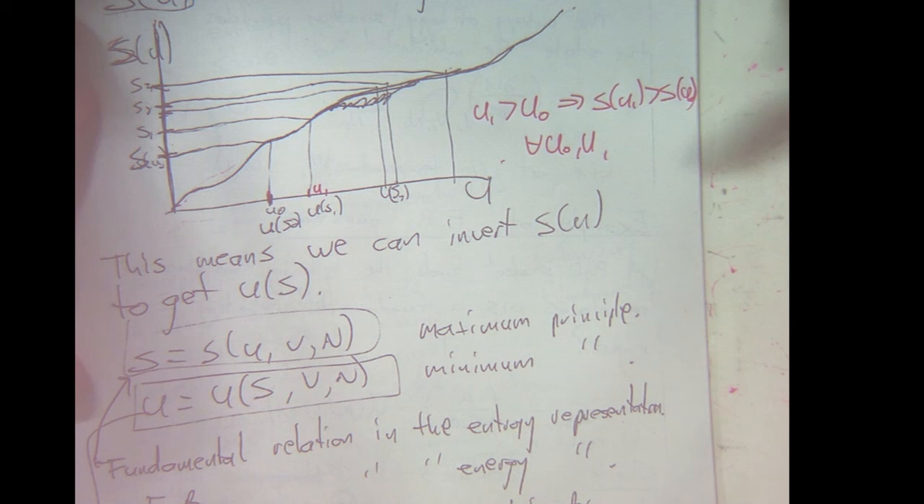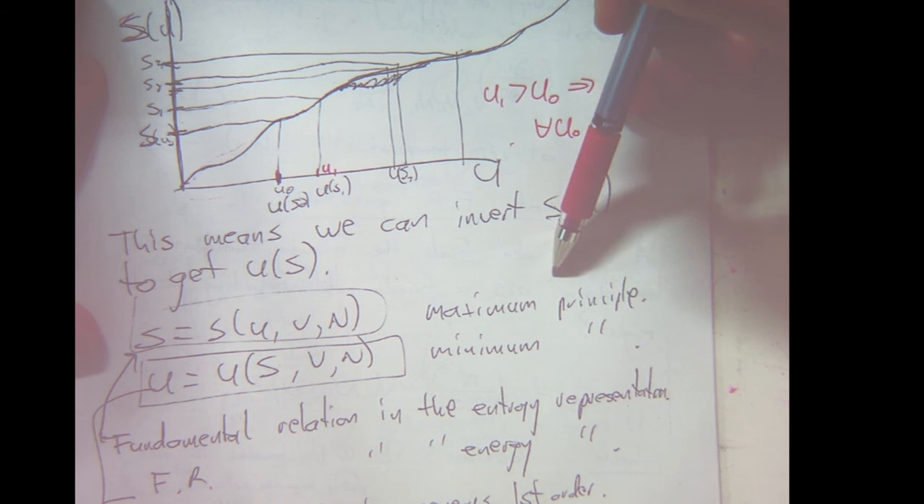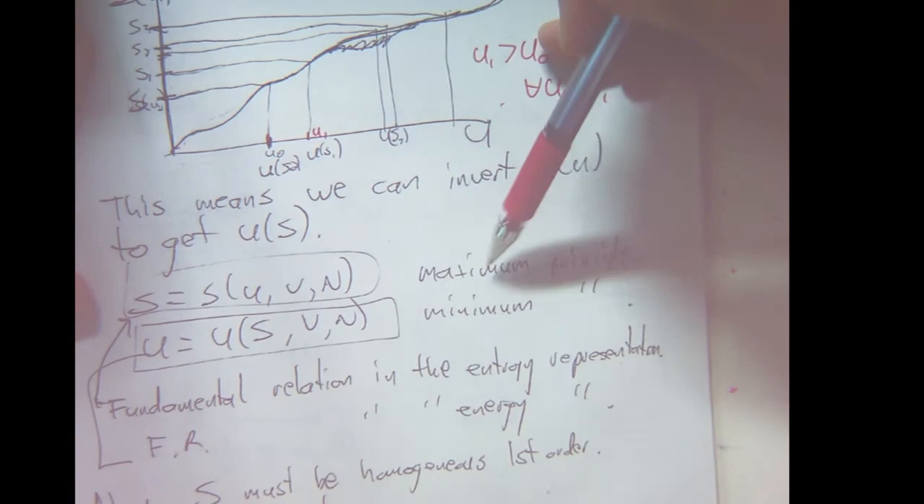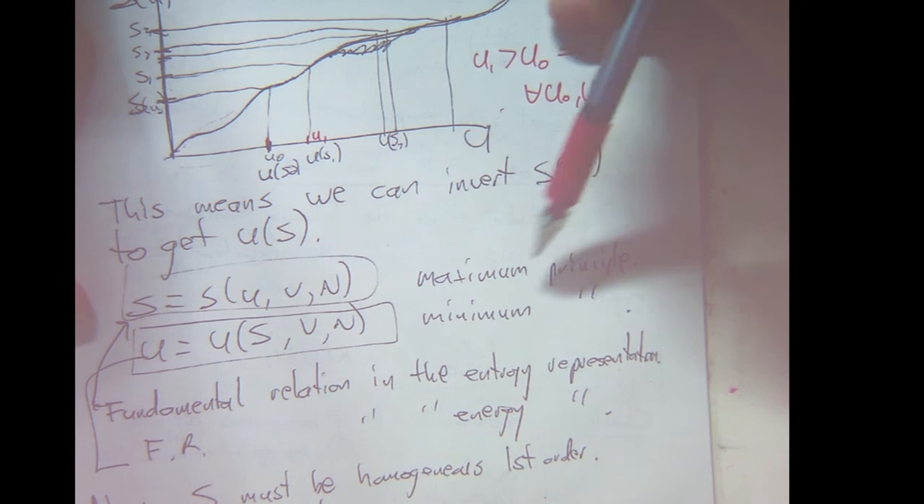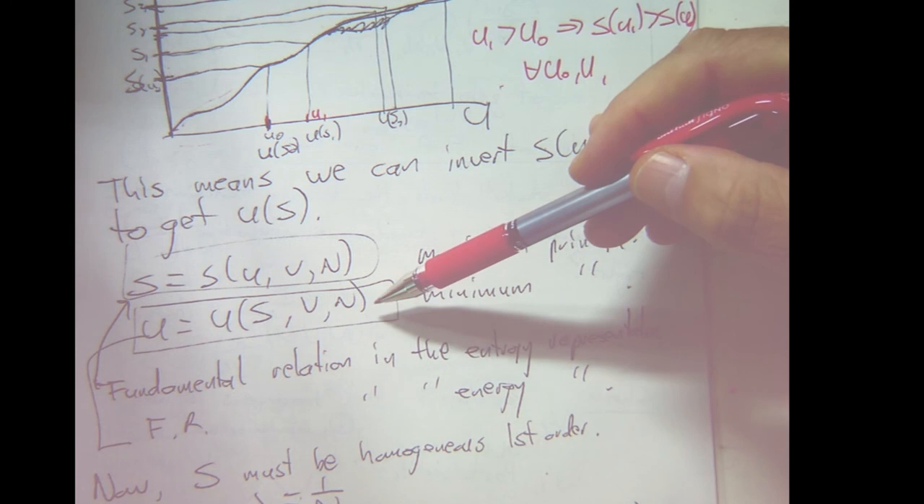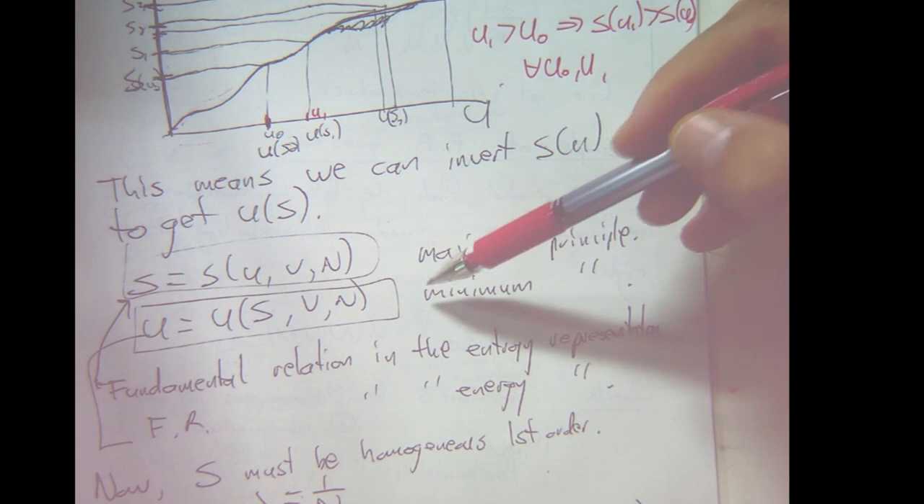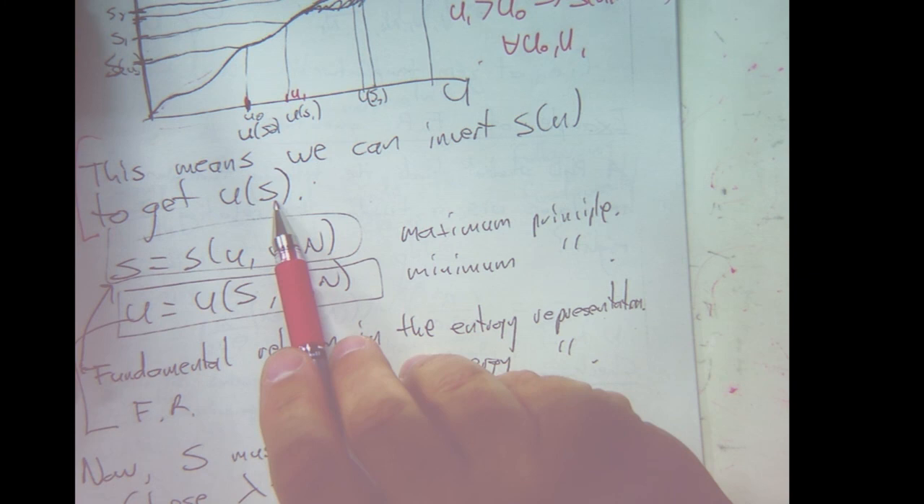And so just a few minutes ago we had a postulate, the entropy maximum principle. Now after inversion, the entropy maximum principle becomes the energy minimum principle. That is something we prove in a few weeks' time, properly, but for now you can just take that as a given. But still, it's this inversion that I want to draw your attention to. That's why we want the entropy to be a monotonically increasing function of U, so we can invert it to get U of S.